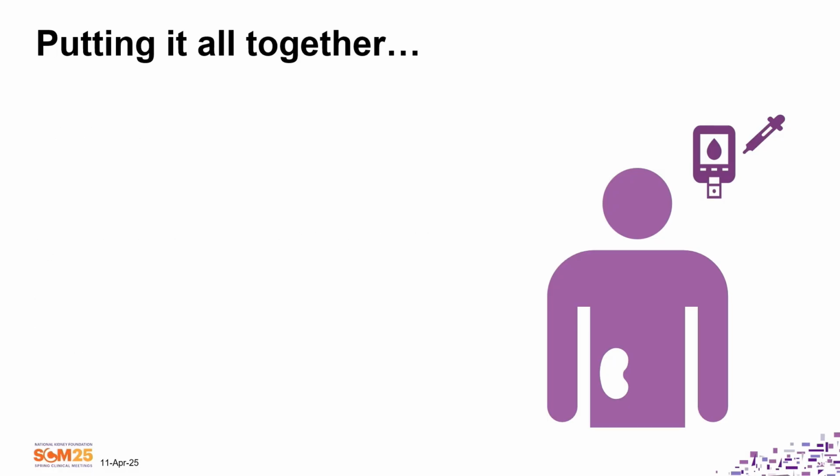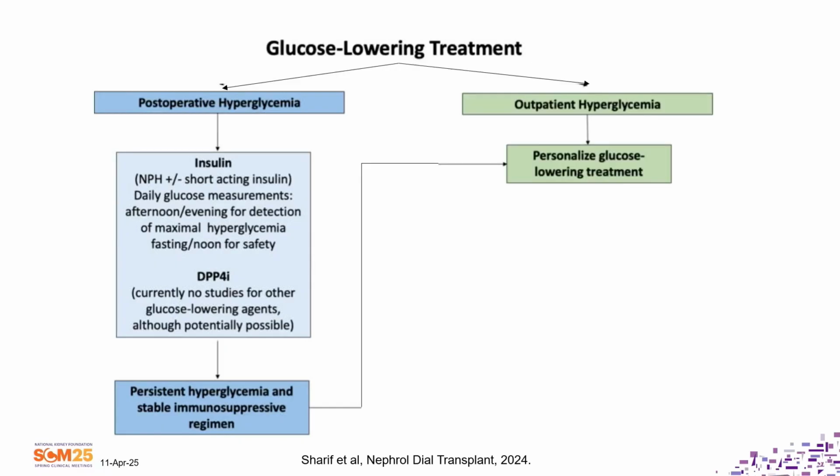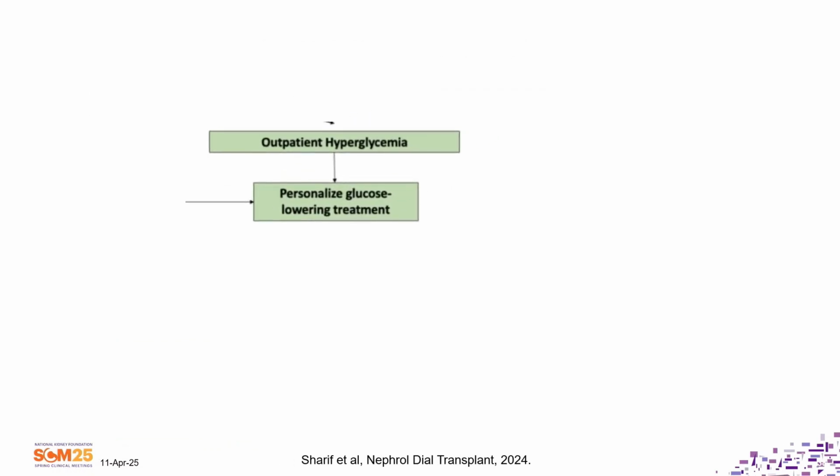So I just want to put it all together. I've shown you a lot of studies and a lot of data. So what do we do? This is from the third international consensus of post-transplant diabetes mellitus, which I showed you earlier, the citation. So you need to initiate glucose-lowering treatment for post-operative hyperglycemia. Your options are really going to be insulin or DPP-4 inhibitors. And so when there is persistent hyperglycemia and the patient's now on a stable immunosuppressive regimen, you move on to outpatient management where you really want to personalize glucose-lowering treatment. And what does that mean?